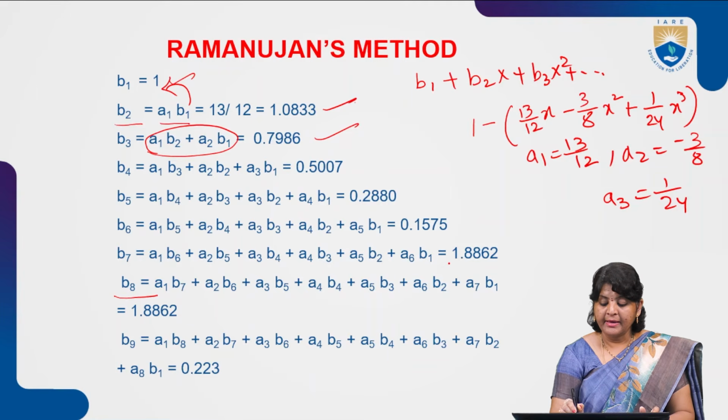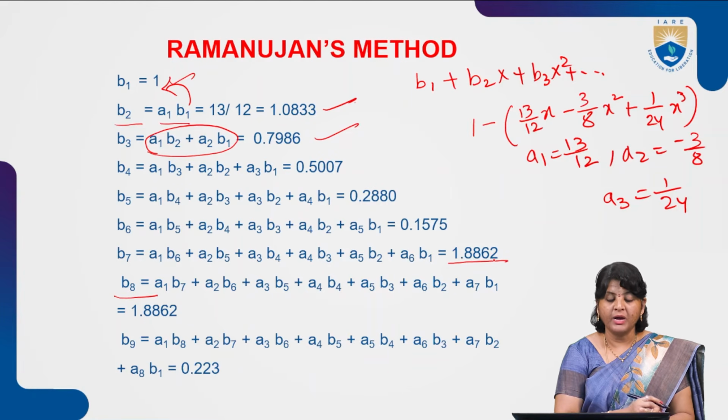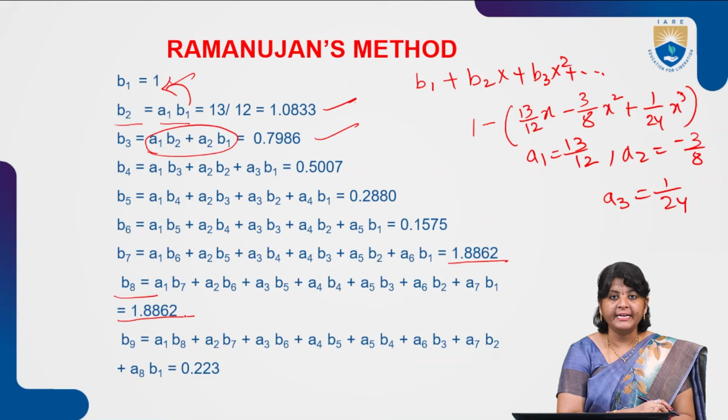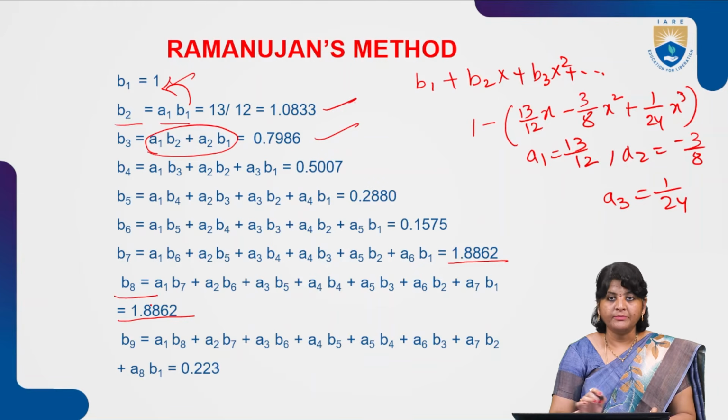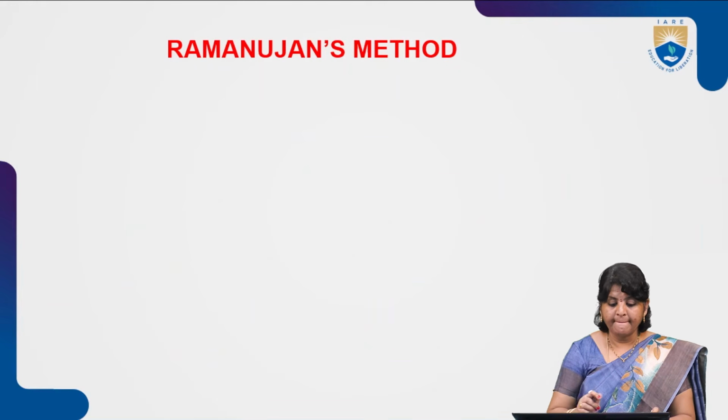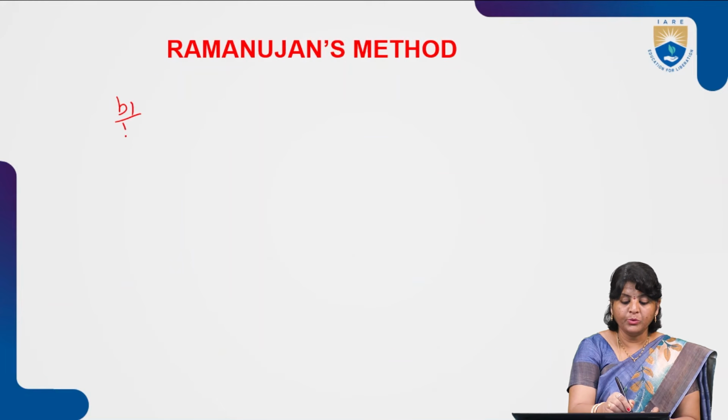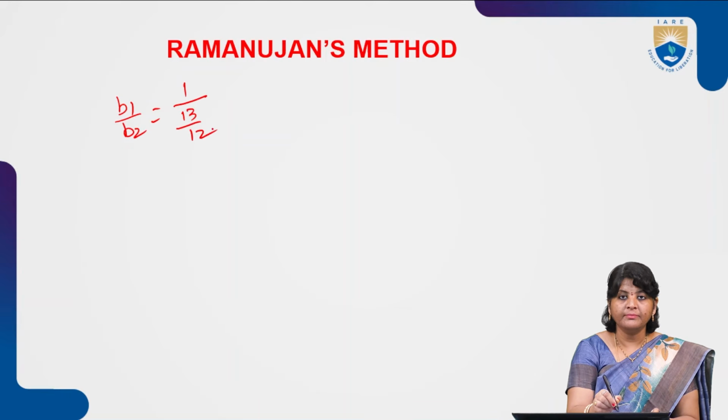Since b7 is 1.8862, again for b7 the value is repeated 1.8862. So here we stop at this one and then we calculate b1 by b2. So here b1 by b2 we need to calculate. That is 1 by 13 by 12.